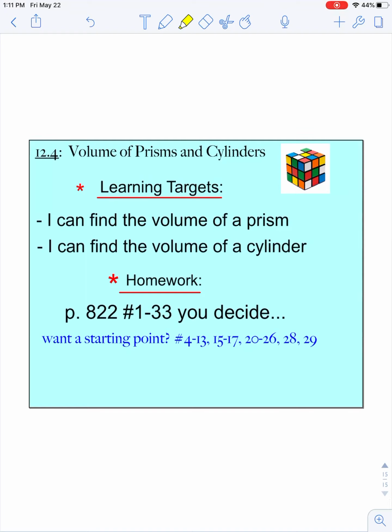I'm letting you decide how many problems you need to do, which ones, but try a variety of problems so that you're prepared for the test, because that'll be your last assessment in Chapter 12.